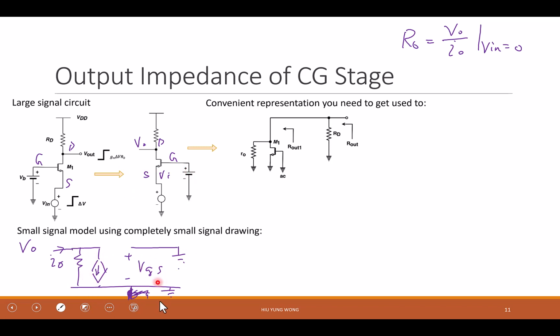Then you try to solve the small signal model like this. But I don't want to do that. I want to do inspection. I still keep the drawing here, M1. But I do ground the gate, ground the source. Do you see this? Because V in is grounded, the gate is grounded, AC ground. I emphasize that I have R out here. Then it means this transistor only has gm. And basically, this whole thing is just this one.